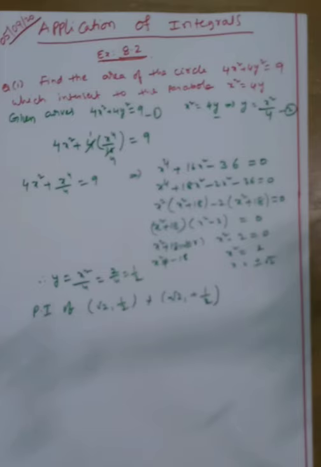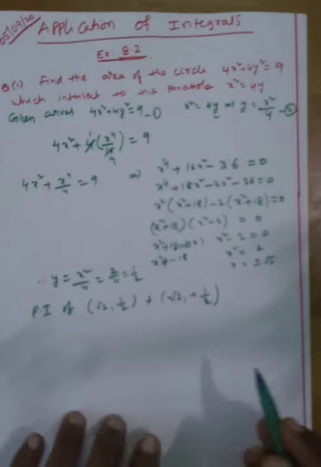Okay, now what do we do? First we draw the diagram, after that we indicate these points of intersection, and after that we discuss the x values. The x value minus root 2 means a vertical line on the left side, and x value root 2 means a vertical line on the right side.